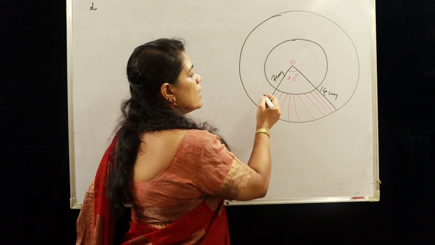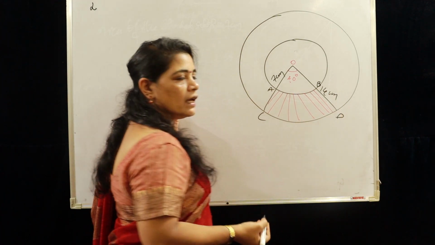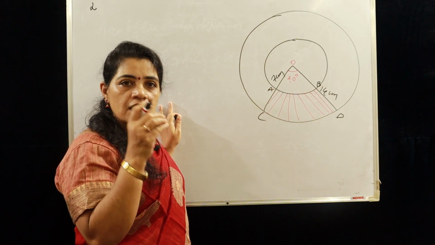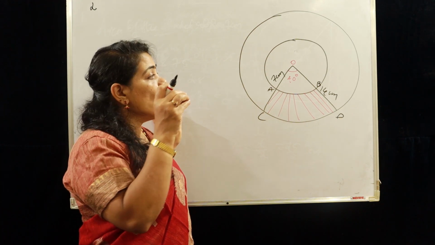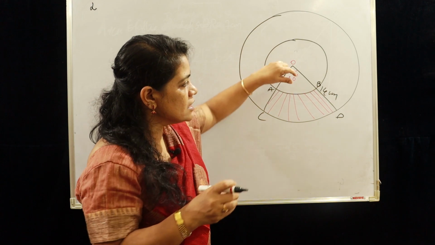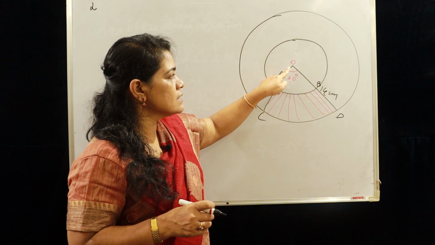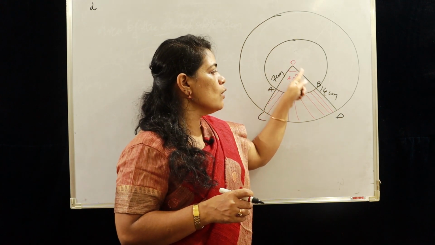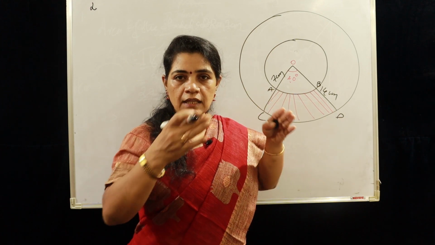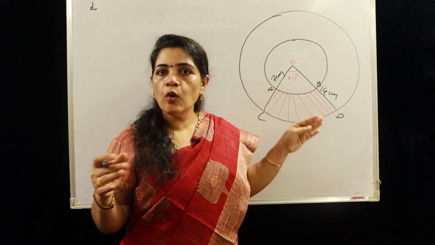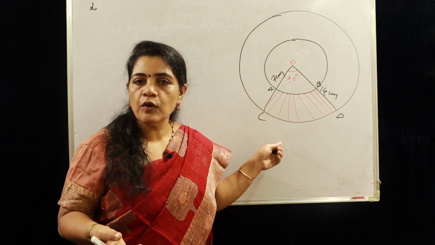I am going to mark this as CD. That means if you subtract the area of the sector AOB, this portion, from the sector COD, consider COD is a sector of the outer circle, because OC and OD are the radii of the outer circle and CD is the corresponding arc.